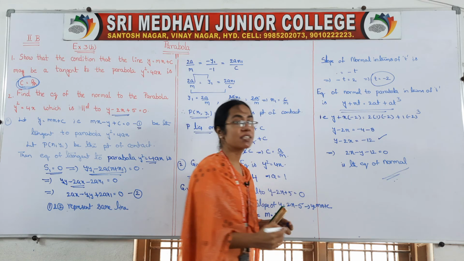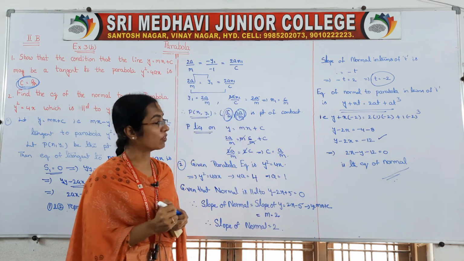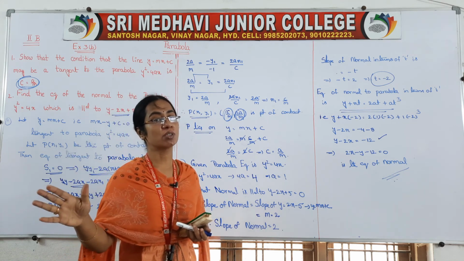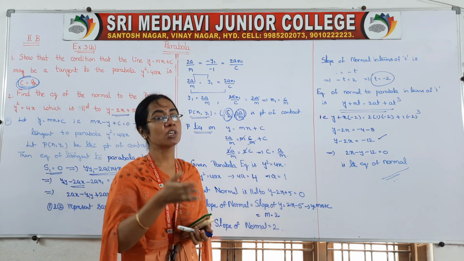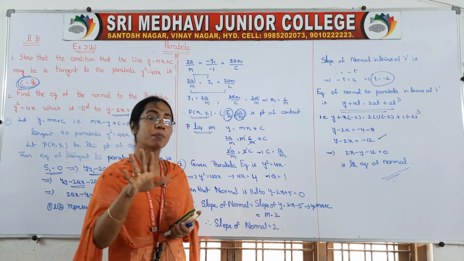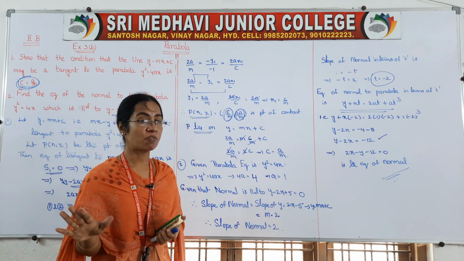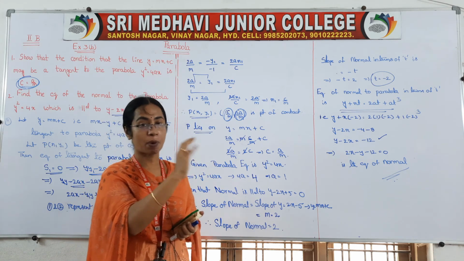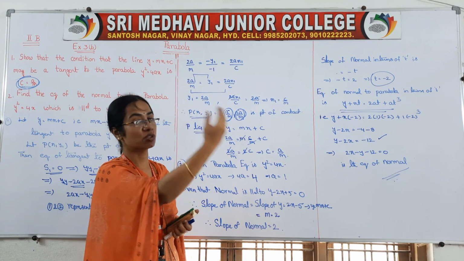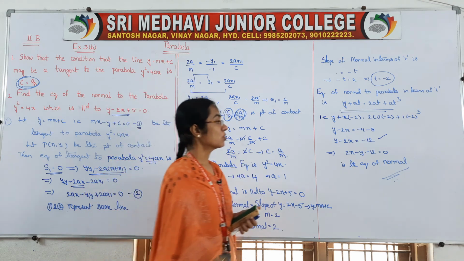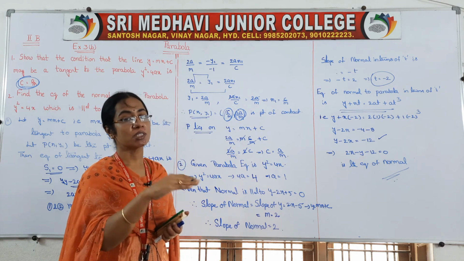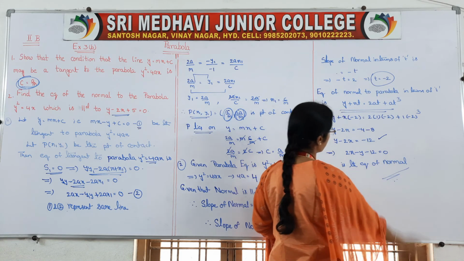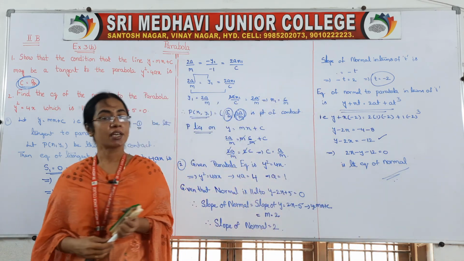But generally, normal is again a line equation, right? So for a line, the general form is ax plus by plus c is equal to 0. First the x term should come, then the y term, then the constant term. And in mathematics, the first term should always be positive. But here minus 2x is there, so we want a positive value, that's why we send all these terms to the other side. Negative becomes positive, positive becomes negative, right? So it is 2x minus y minus 12 is equal to 0, the equation of the normal.